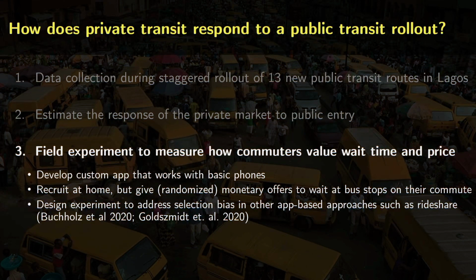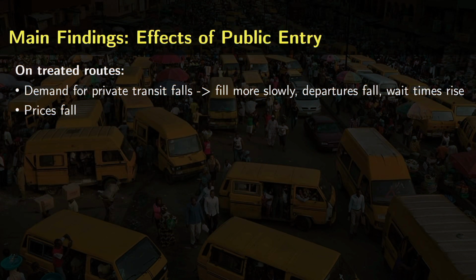So let me actually just tell you what we found. We distinguished between routes where the government entered and routes that were connected to it. You can imagine the government entering on a route going from A to B. A route from A to C may also be affected. Drivers may switch onto that route, or that route may become a feeder route, so people start using other private routes that are connected to these new public routes.